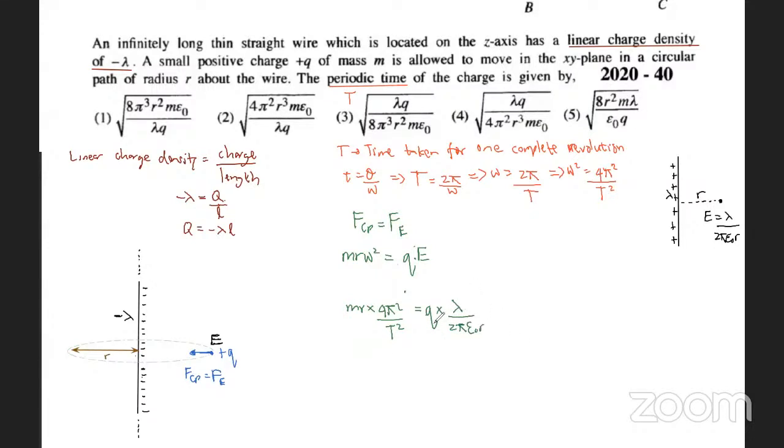Now we make T squared the subject. So T squared goes up, and the rest go the other side. What do I get here? 4 into 2, it's 8. Pi squared into pi is pi cubed. r squared is there, m is there, epsilon naught is there, r into r squared, and at the bottom q lambda. Therefore the final answer is T equals square root of 8 pi cubed r cubed m epsilon naught over q lambda.